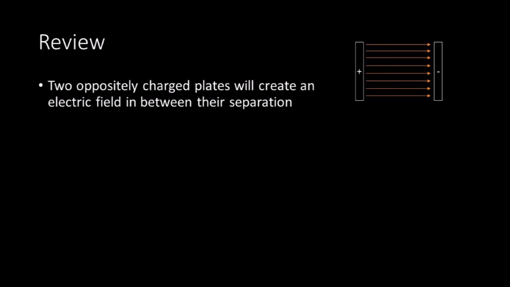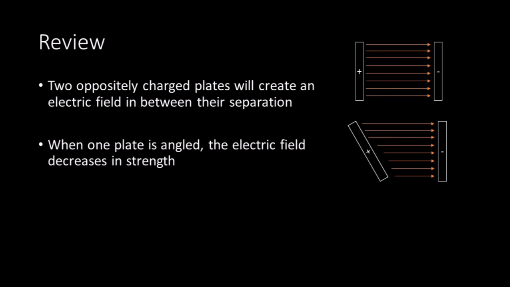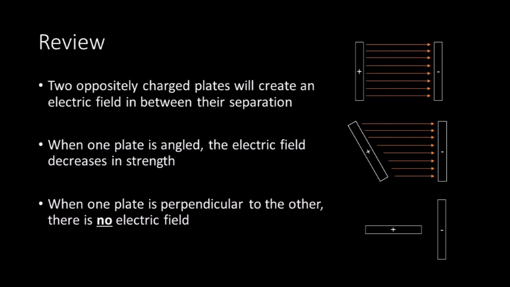Let's review. Two oppositely charged plates will create an electric field between their separation. When one plate is angled, the electric field decreases in strength. And when one plate is set perpendicular to the other, there is no electric field.